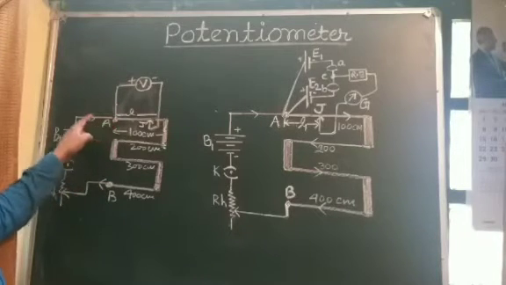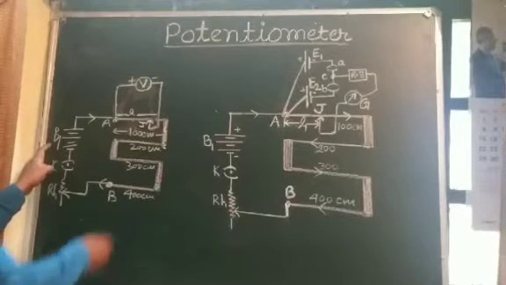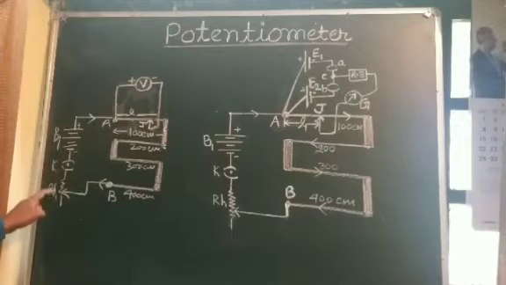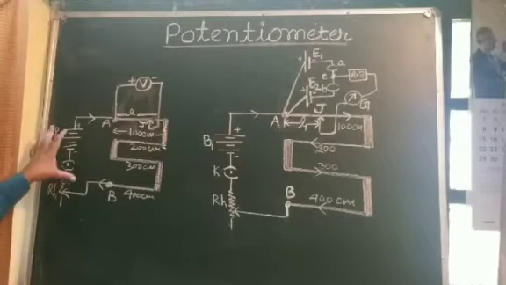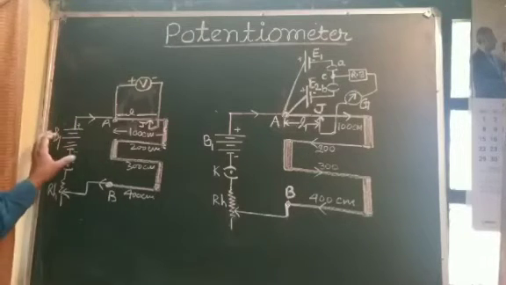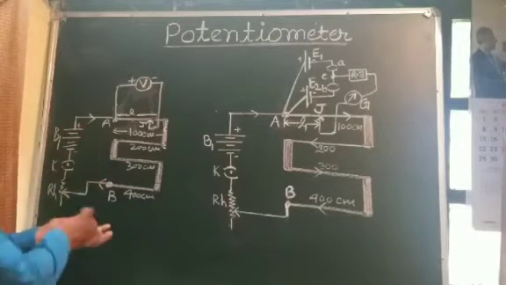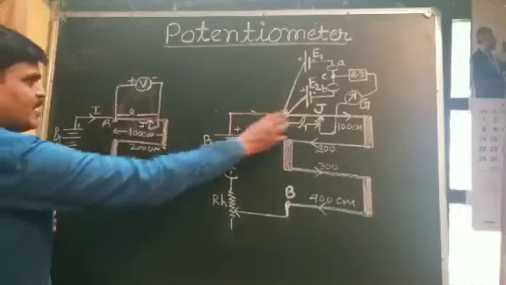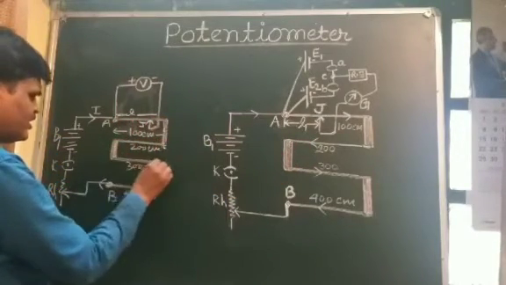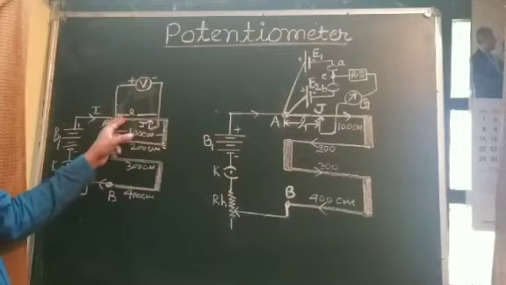End A is connected to a strong battery B1, a key K and a rheostat RH. This circuit is known as the auxiliary circuit or driving circuit, which sends a constant current into the potentiometer wire, and there will be a drop of potential along the potentiometer wire.